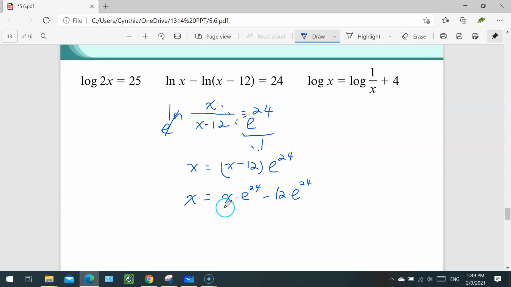And the left-hand side has x. Bring this term to the left-hand side. So you have x minus x multiplied by e to the power 24 is equal to negative 12 multiplied by e to the power 24.